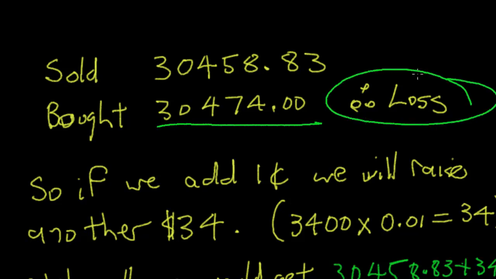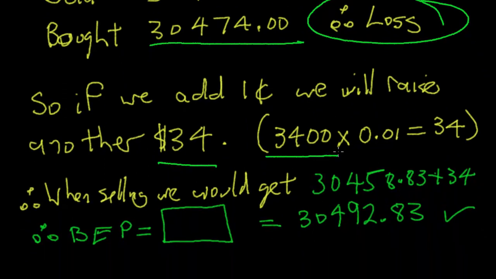So what we can do is we can say, okay, if we have 1 more cent on our price, instead of $9.16, if it's $9.17, how much more money will we get? So we'd get about another $34. And how did I work that out? Well, you've got 3,400 shares. Another cent each is going to give you $34. 3,400 times 0.01, because it's 1 cent, gives me $34.